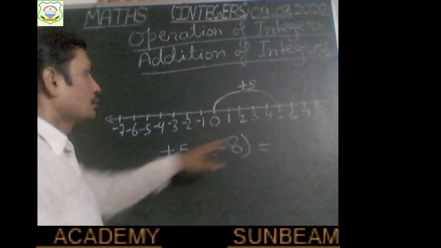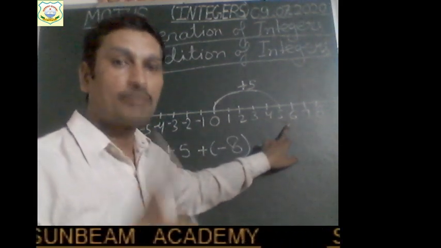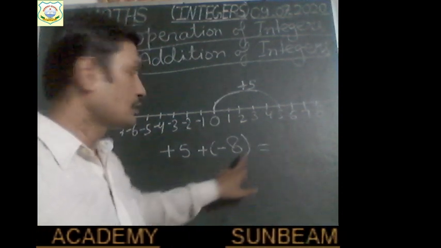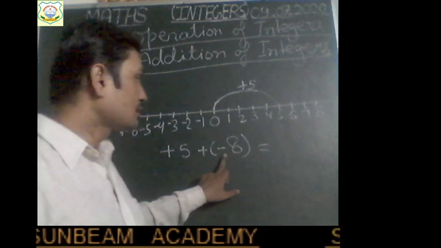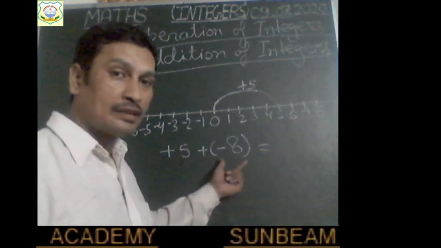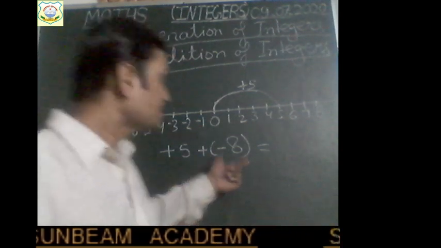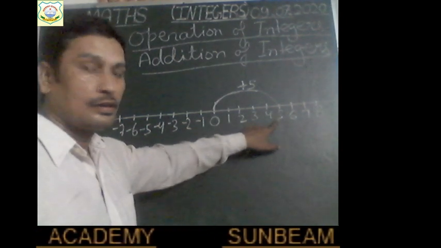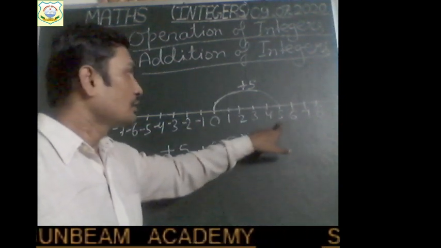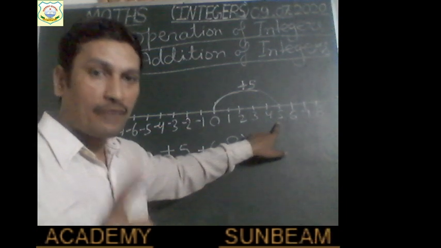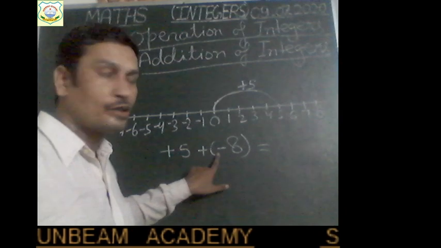Now you are on +5. So next step will start from +5. And how many steps? 8 steps. In which direction? Negative direction. As you can see, this is -8. For -8, you will move 8 steps in the negative direction, right? So from 5, not from 0, because now you have moved to 5. So you will start the next step from 5 only. From 5, how many steps? 8 steps in the negative direction.